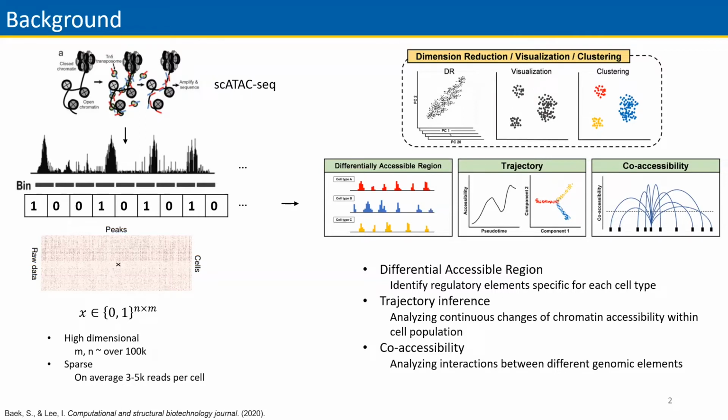This cell type information could then help researchers fully utilize the power of single cells for many downstream analyses, like differentially accessible regions between different types of cells to identify regulatory elements specific for each cell type, or inferring cells' developmental trajectories to analyze continuous changes of chromatin accessibility within a cell population. However, all these analyses require a good lower dimensional embedding to begin with.